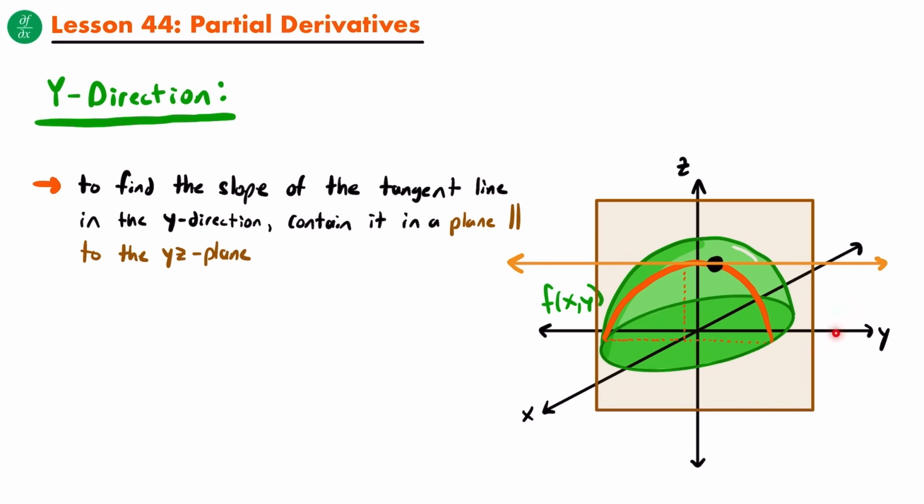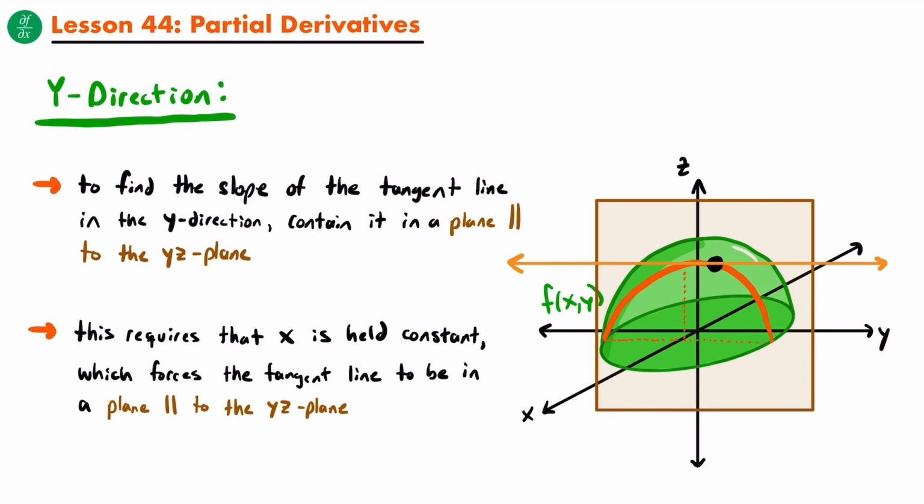All right, and when we do this, similar to when we're working in the x direction, how y is held constant, when we're working in the y direction, x is held constant, right? Looking in the y direction requires that x is held constant, which is what forces this tangent line to be in this plane parallel to the yz plane and thereby parallel to the y-axis, meaning it's in the y direction, right? This plane would be represented by an equation of x equals some constant.